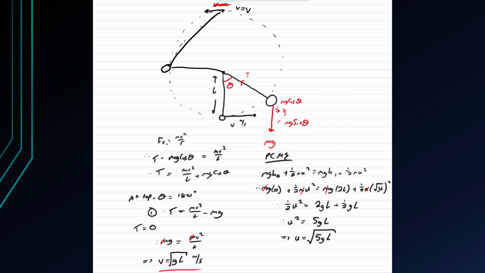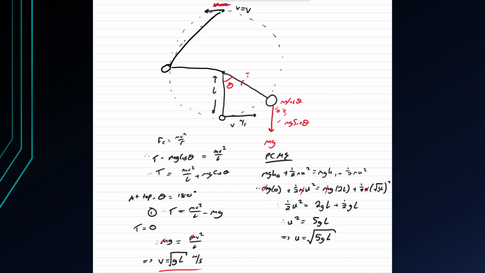So firstly, the centripetal force equals mv squared over r. So T minus mg cos theta is mv squared over L. So the tension is mv squared over L plus mg cos theta. And then at the top, theta is 180 degrees, and the tension is also zero at that point. So adding mg to both sides, we get mg equals mv squared over L, which means that the velocity of the particle at the top is root gL meters per second.